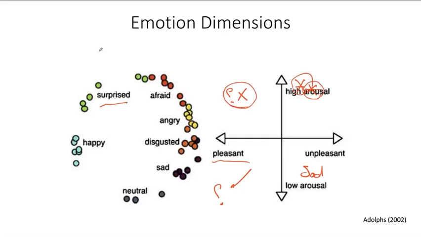So this is what we call a two-dimensional representation of emotions. And there are people who think that is the best model of describing emotions, and there are people who do not believe that. So we will discuss that in the next steps as well.